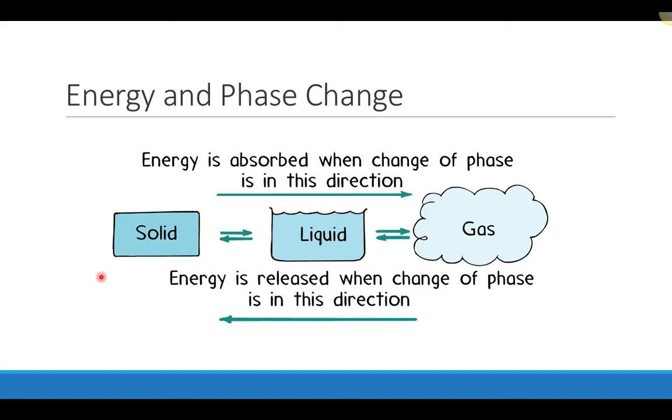So if we think about phase change and going from a solid to a liquid to a gas, if we want to go from a solid to a liquid, we have to absorb some energy. This solid would have to absorb energy to become a liquid. The liquid would have to absorb energy to become a gas. And then if we want to go in the other direction and we have a gas and we want to form a liquid, we have to release energy from the gas. And if we want to go from a liquid to a solid, we would have to release energy.